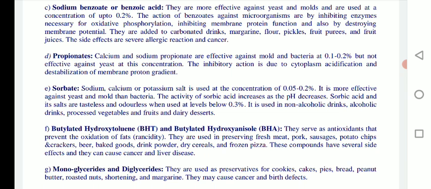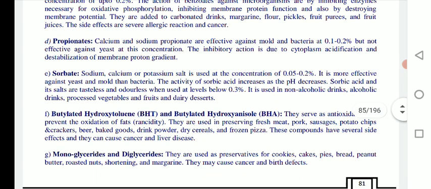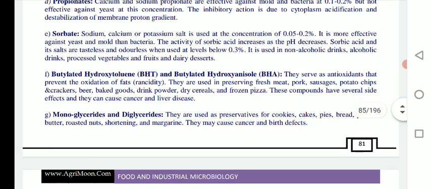In case of propionates, calcium and sodium propionate are effective against mold as well as bacteria, and they are used at 0.1 to 0.2%, but not effective against yeast at this concentration. And the inhibitory action is due to cytoplasmic acidification and destabilization of the membrane proton gradient. Then sorbate: sodium, calcium or potassium salt is used at a concentration of 0.05 to 0.2%, and it is more effective against yeast as well as molds than bacteria, and the activity of sorbic acid increases as pH decreases.